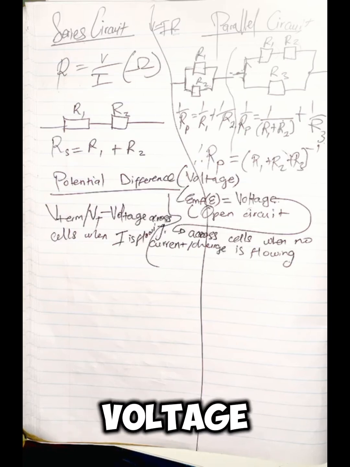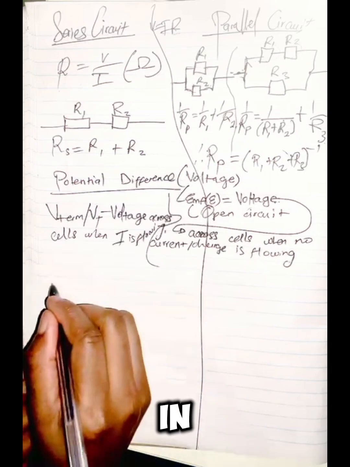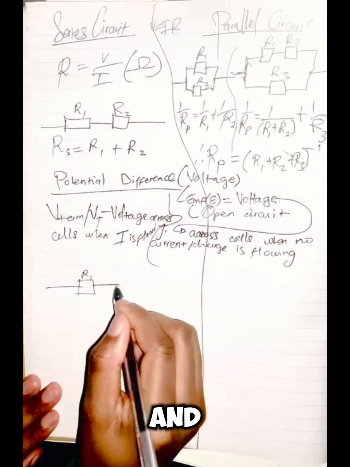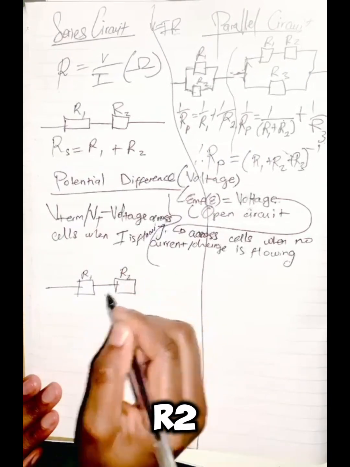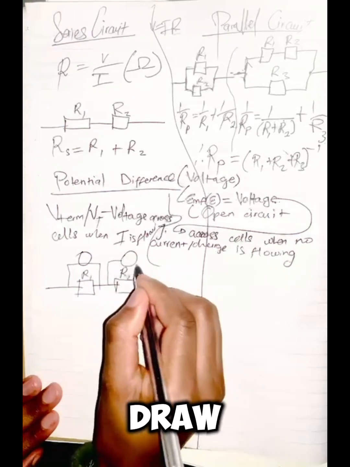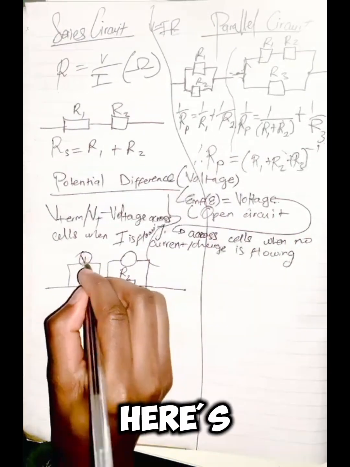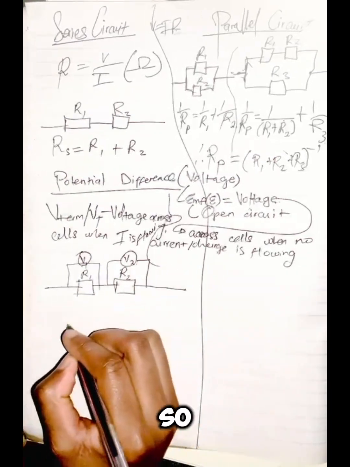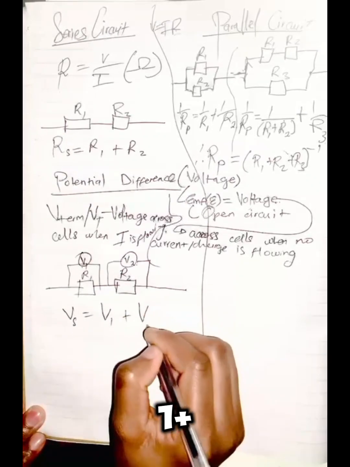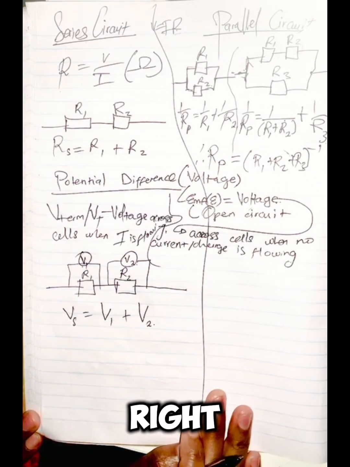Now we're going to look at a few examples on how to solve for the potential difference in a series. So in a series we have our resistors R1 and also my R2. Then we have, sorry, I didn't draw it well, but you'll forgive me for this one here. This is my V1, this is my V2. So voltage in series is equal to V1 plus V2. The voltage is not the same, right?